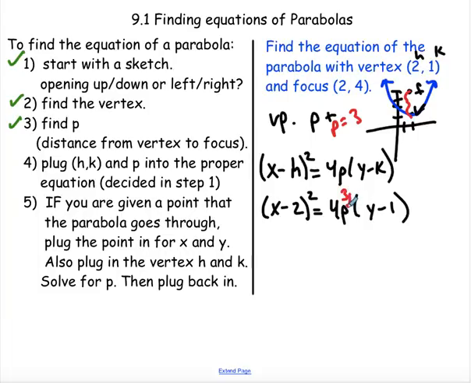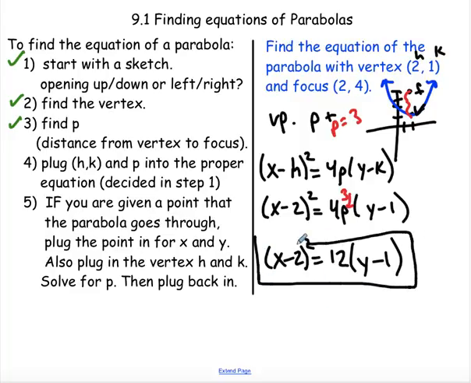So our equation will be (x - 2)² = 4 times 3, so 12, (y - 1). And that will be the equation of our parabola. So drawing a sketch is helpful for you to figure out what p is and to figure out if it's opening up, down, left, or right, because that'll determine your equation.